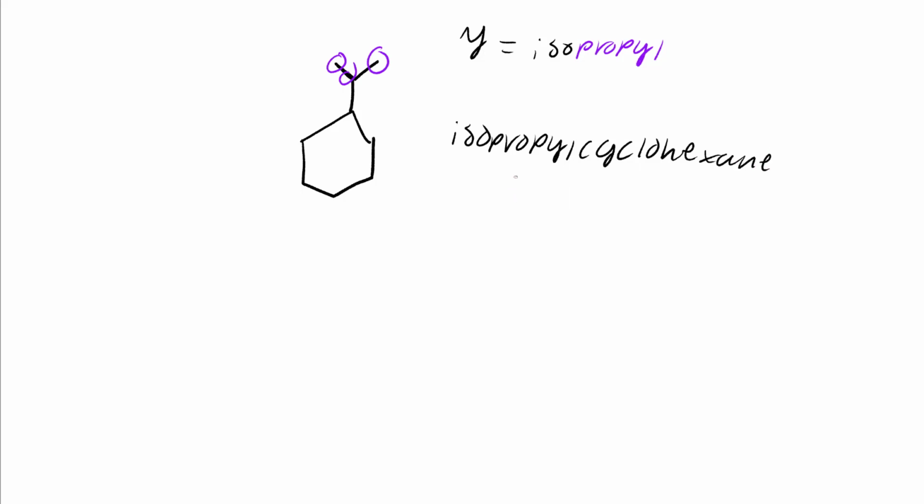Right? So that's isopropyl cyclohexane. You don't have to name the location. You don't say 1-isopropyl cyclohexane. You don't have to do that, because it's always going to be on the first carbon, no matter how you rotate it, how you twist it, how you turn it. So it's going to be on the first one. So you can omit, you can drop out the location.